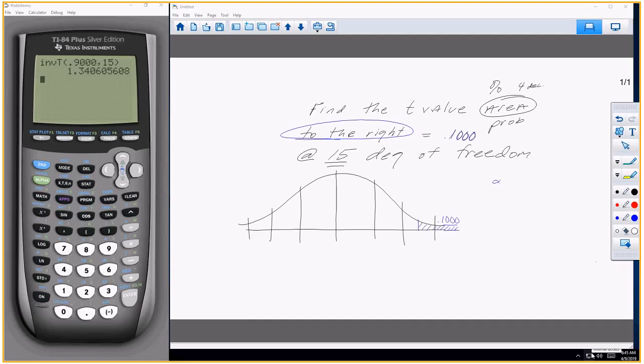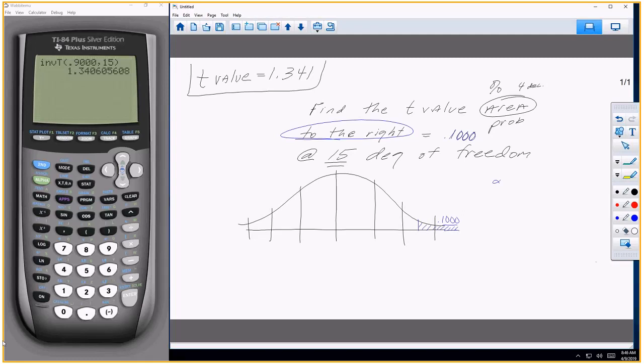Okay, so now we've got our t value is equal to 1.341. And you can also do this on your own: go to the table, and you want to go under 0.100 or 0.9, I can't remember what they have in the table, and then go to 15 degrees of freedom, and you should get 1.3 whatever. Okay?